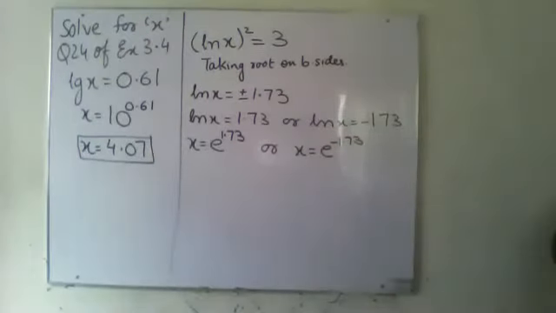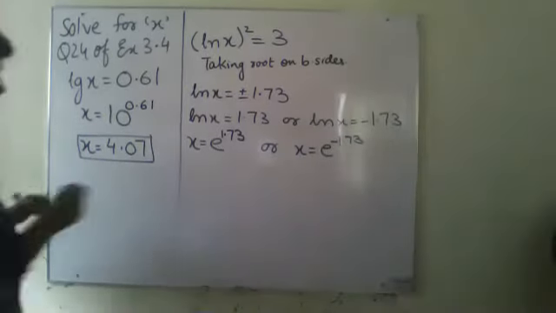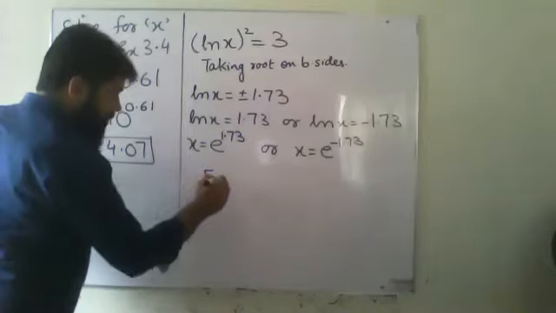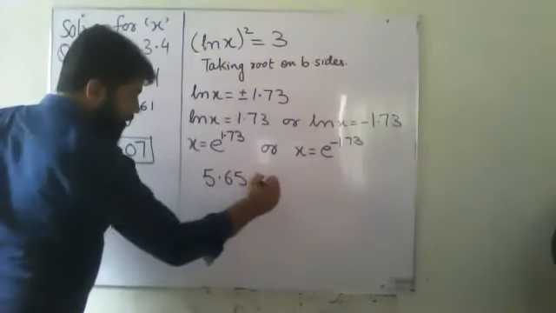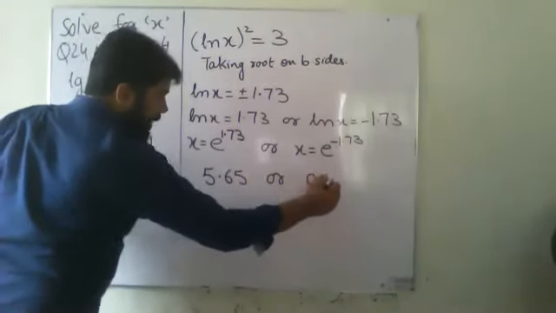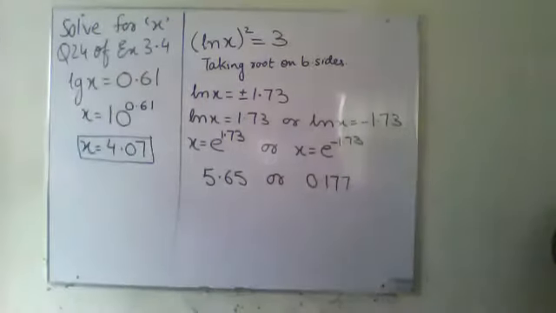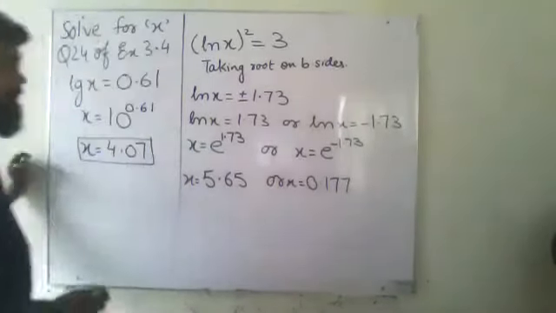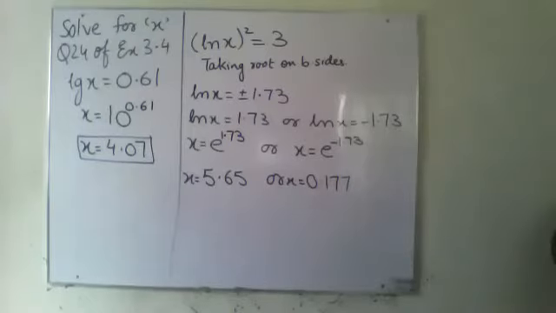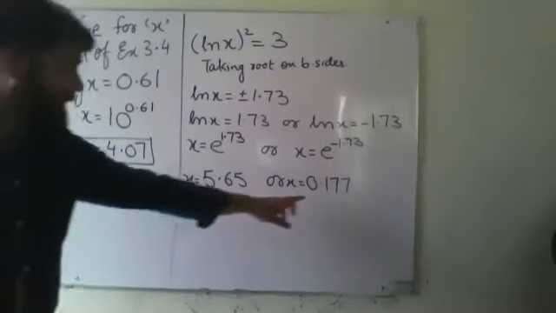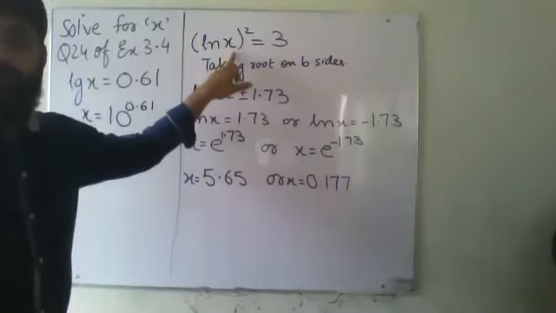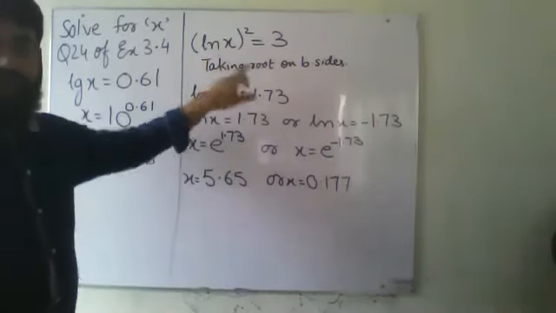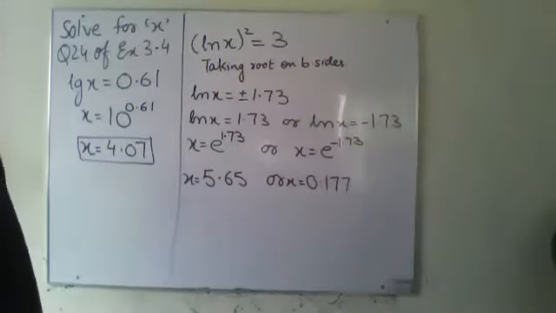Okay. Now, when I will further simplify it, I will use calculator. I will solve it. My answers are coming 5.65 or 0.177. Okay. These are the values of x which can be plotted in this question. Now what you can do, you can take these values, plot it over here in the calculator, solve it, and check that are you getting 3 or not.